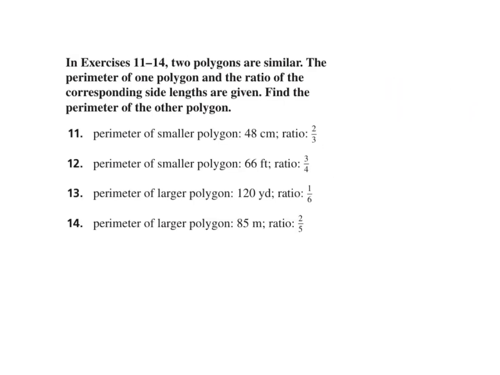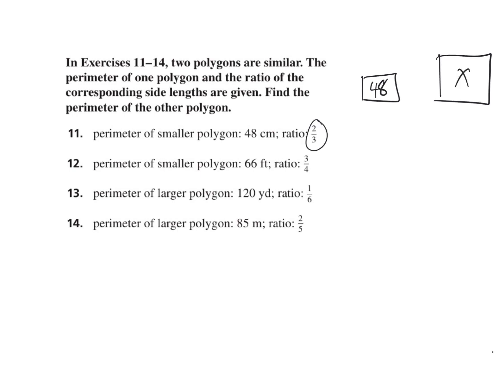Two polygons are similar. The perimeter of one polygon and the ratio of the corresponding side lengths are given. So here's the ratio. Find the perimeter of the other polygon. So the smaller polygon is 48. Let's just say it's a quadrilateral. We don't know. And the bigger one is here. The smaller one, the perimeter is 48. We don't know this one.